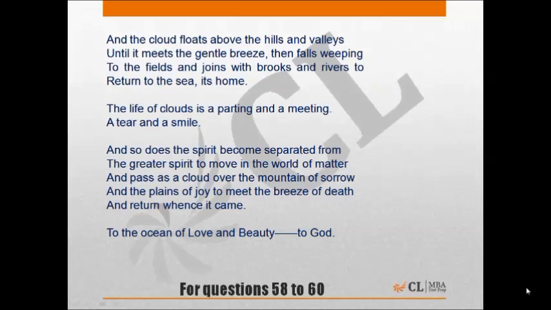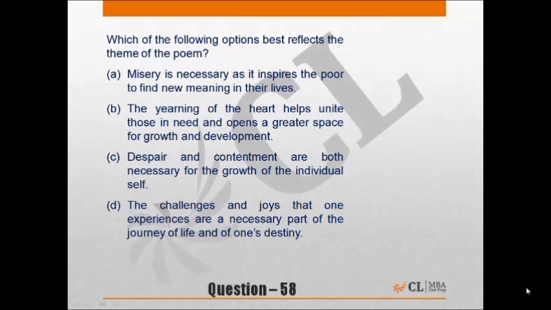Okay, let's go to the question now. Question 58. Which of the following options best describes the theme of the poem? Choice A, misery is necessary as it inspires the poor. Incorrect. Choice A is definitely incorrect. Inspires the poor is not what it is talking about. Misery is necessary, again it is going against the scope, or against the thought of the poem. In fact, I could say the tone or the thought behind it is also incorrect. Misery is not what it is talking about.